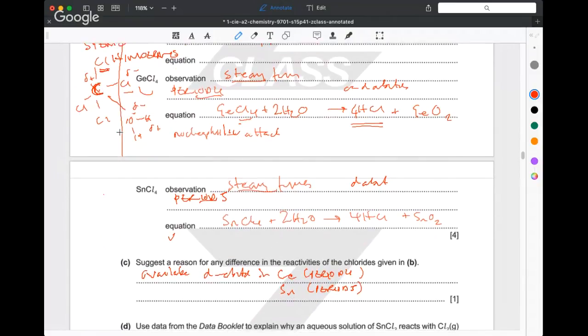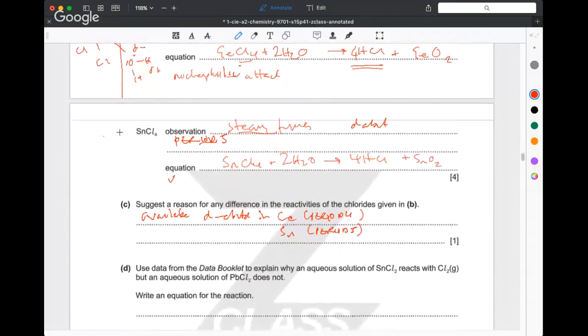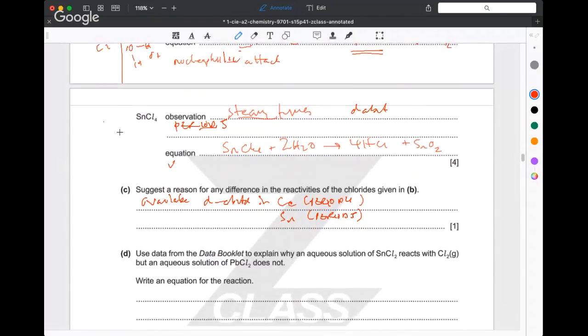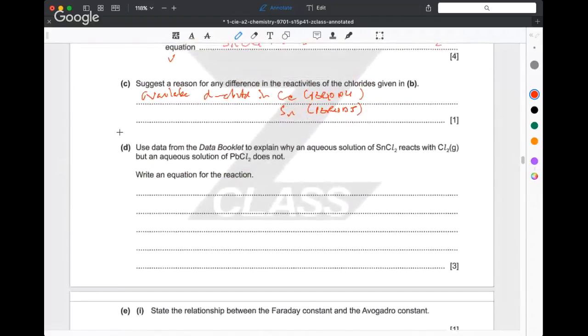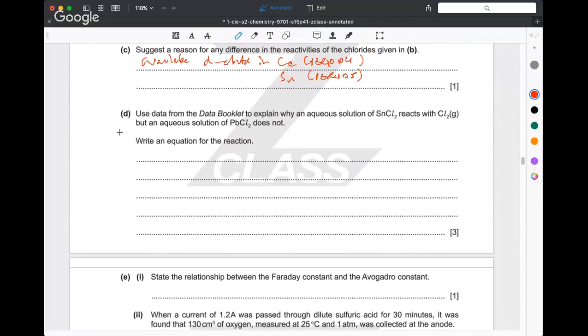But the key point that they're asking you to get here is that there are available d orbitals in germanium and available d orbitals in tin, but no available d orbitals in carbon because it's in period 2. All right, so you've now got to look at a reaction between tin chloride and chlorine, and lead chloride and chlorine. And if you look those up in the data book, of course, these are written as reductions, aren't they?